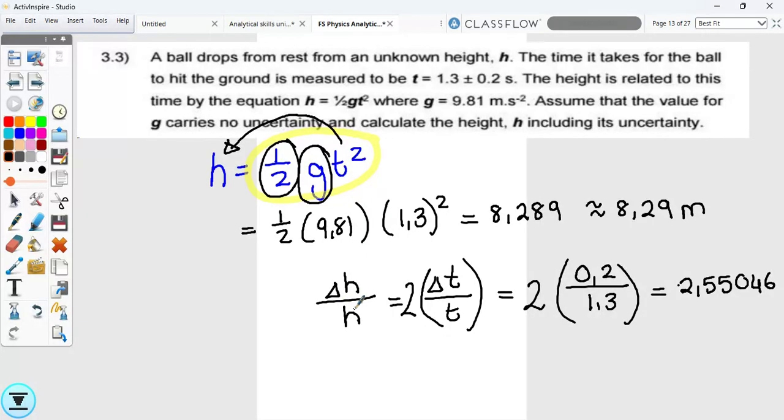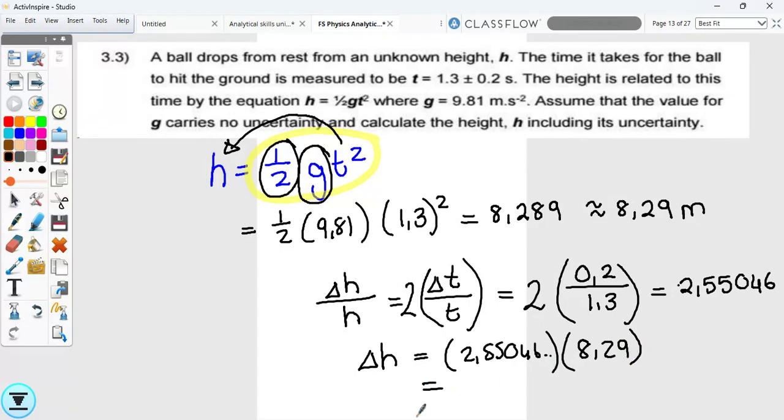Oh, and also, this is still the fractional uncertainty in H. So to get the actual uncertainty in H, we have to take that value, and you can leave it in your calculator, 2,55046, whatever you had. That you need to times by your actual height value, which is 8,29. So just times it for us on your calculator, and that will give you the actual uncertainty, or the absolute uncertainty in H.